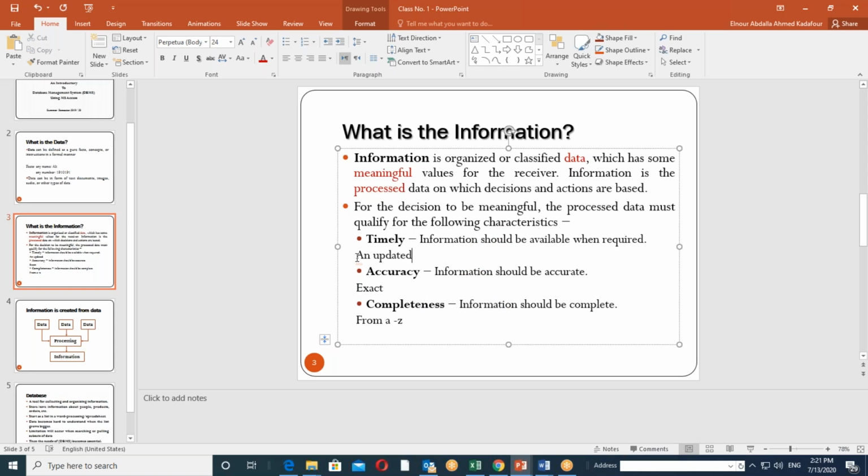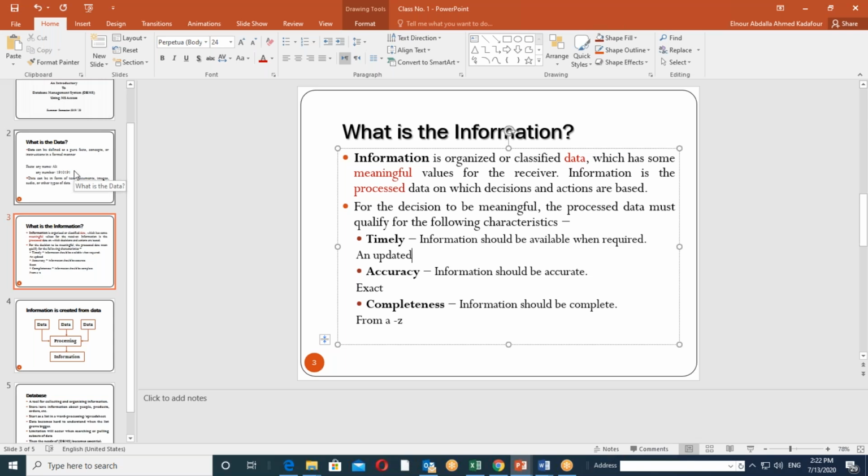Timely means updated information. We can get it when I require it. Accuracy, the exact information. Completeness, the whole picture, everything from A to Z, when I'm talking about any project, when I'm talking about any information. And at that time, it will be information.